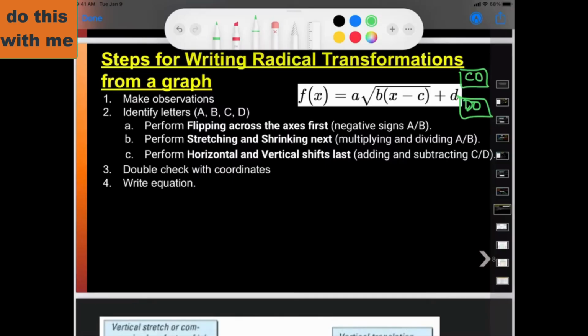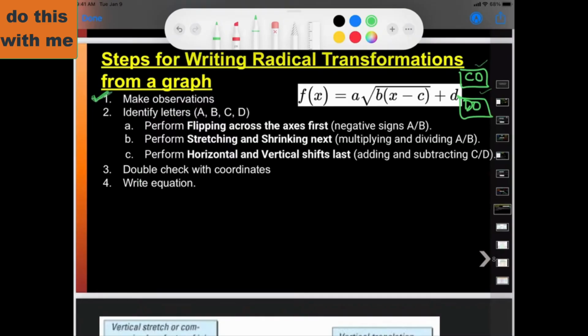Hi guys, I want to do an introductory video for C0 and D0. Steps for writing radical transformations from a graph, or if you're given two equations. Now the very first thing you want to do is make observations.